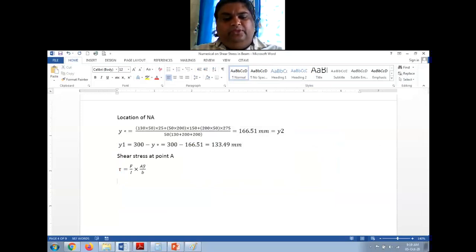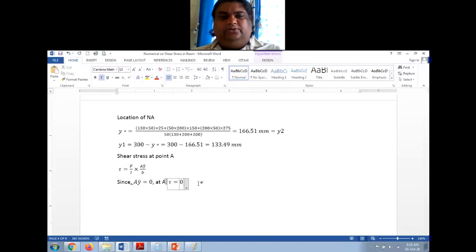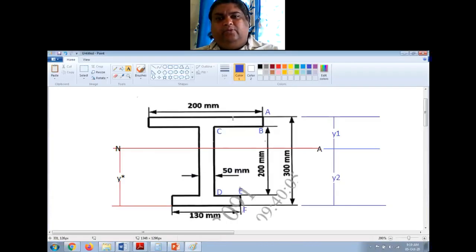So since A y bar is equal to 0 at A, the shear stress will be equal to 0. Fine. So at point A, that is the topmost fiber, the shear stress will be 0.